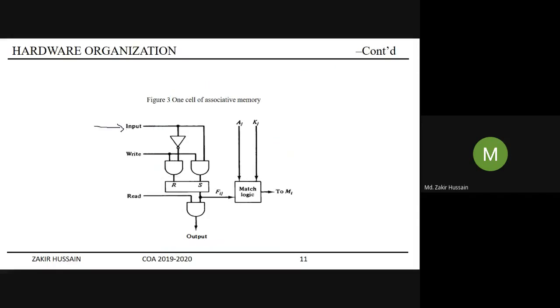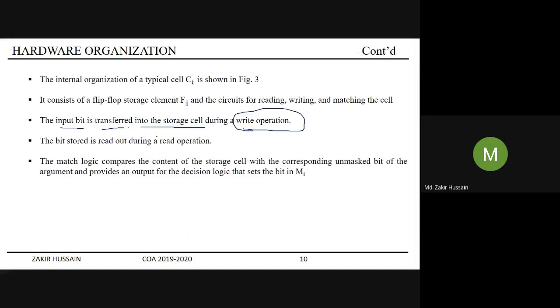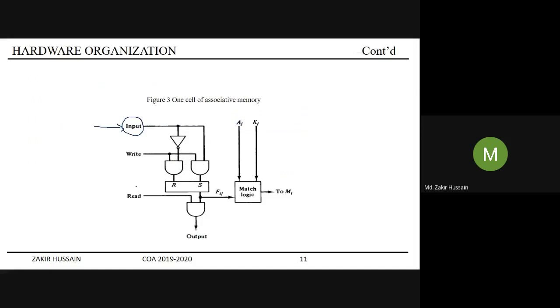This input, for writing: if you want to write inside the memory, through this we do that. The bit stored is read out during the read operation. So if this is enabled high, read is high. And during write operation, this possibly may be low, and this is high. And the word is given through this input here. And during write operation, this is held high.